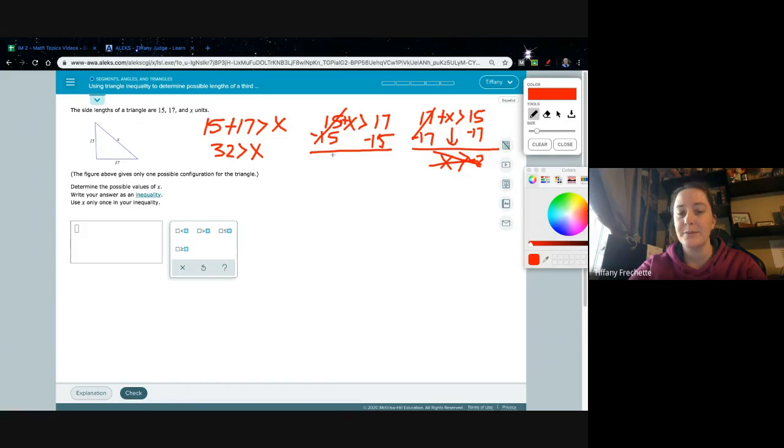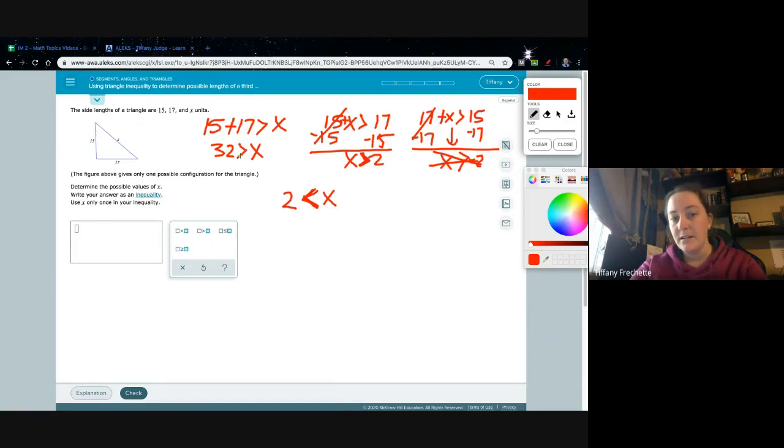15 minus 15 goes away, and I have x is greater than, and I just subtract, and I have 2. So remember, we want to put this in a sentence where x is in the middle. So I'm going to start with 2. And this is pointing at the 2, right? So I want it still pointing at the 2. I'm just switching it around so that x can be in the middle.